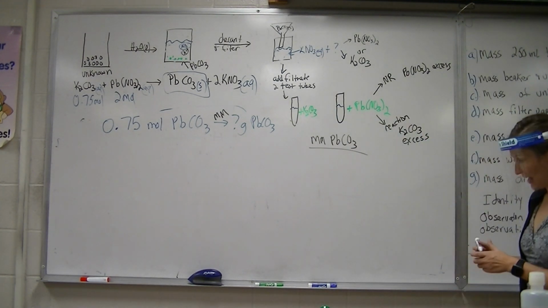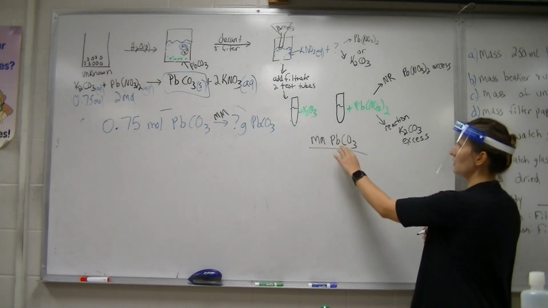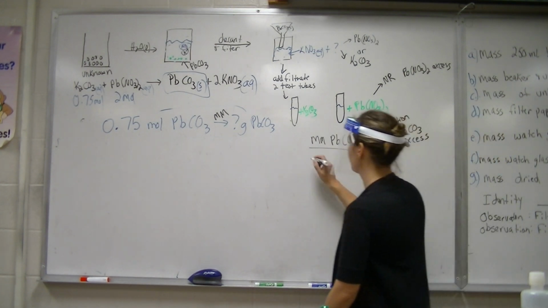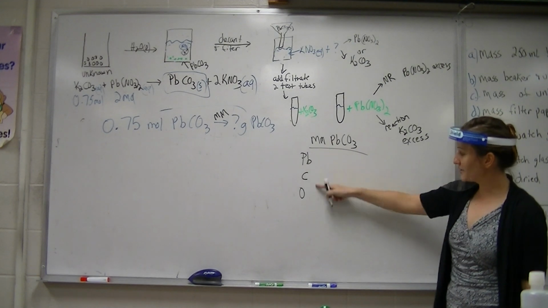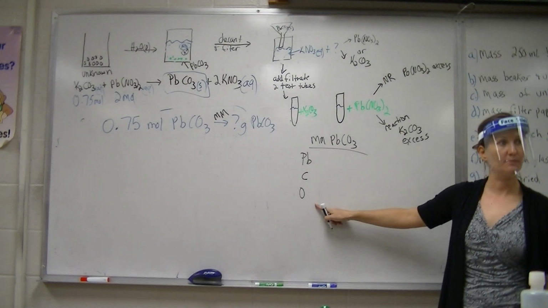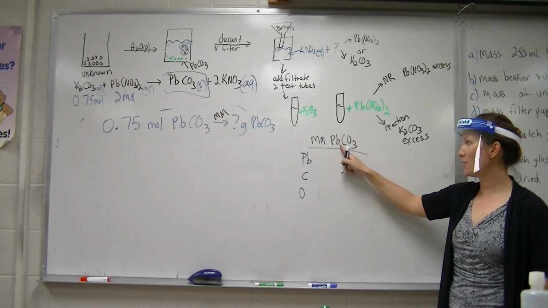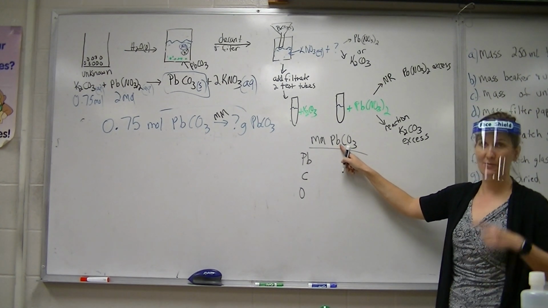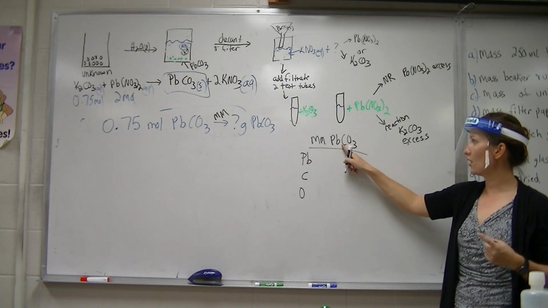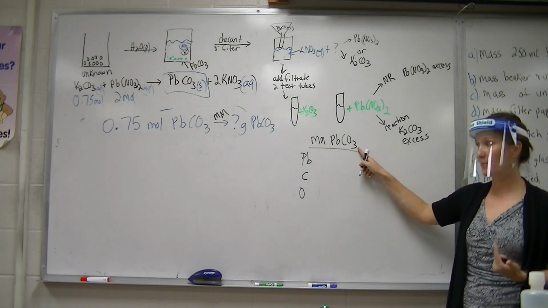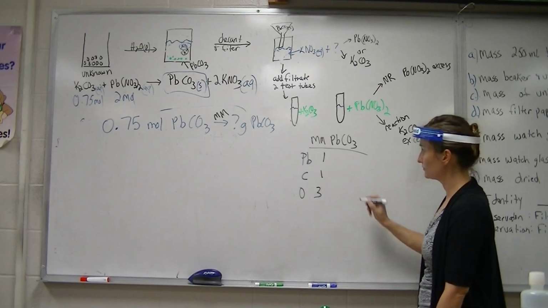So when you calculate molar mass, quick review, you want to make a list of all the elements present in the compound. So I have lead, carbon, and oxygen. I'm going to write those, lead, carbon, oxygen. And then next to them, you want to write how many atoms of each. To figure that out, you're using the subscripts. So if there is no number after that particular element, that means there's just one of them. So I have 1 lead, 1 carbon, and there's a 3 after oxygen, so that means I have 3 oxygens. So 1, 1, 3.